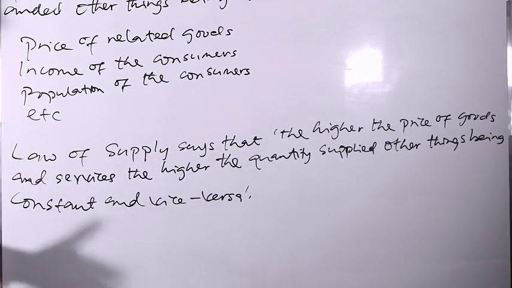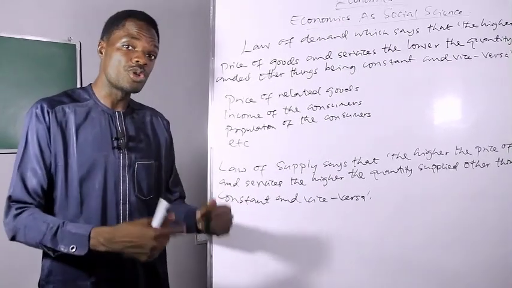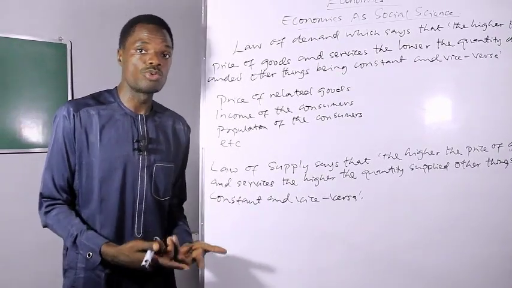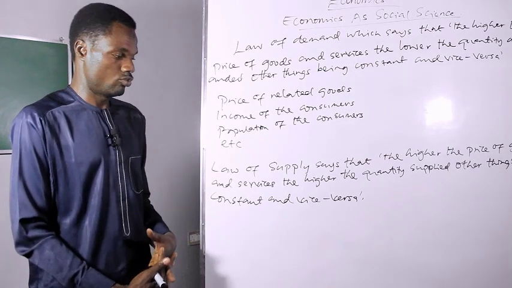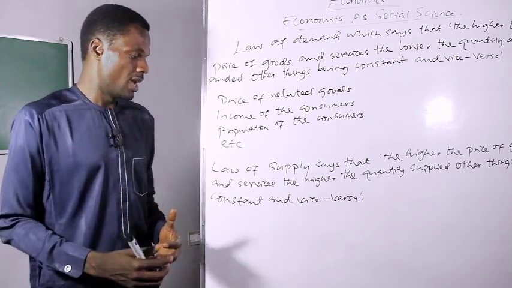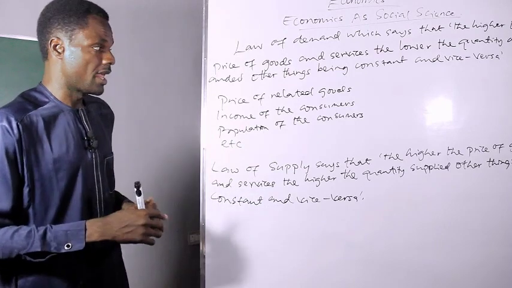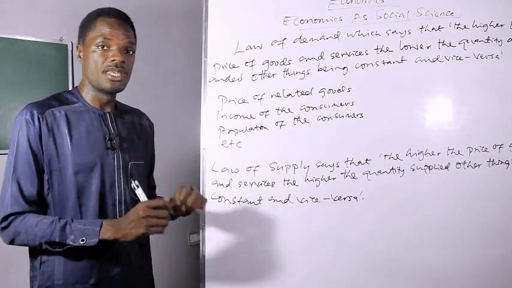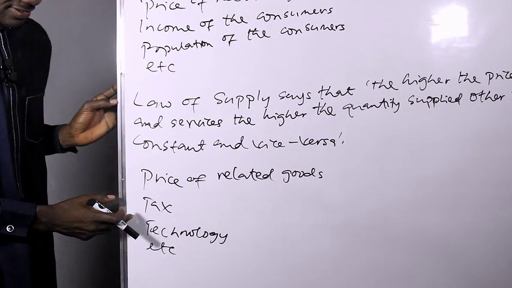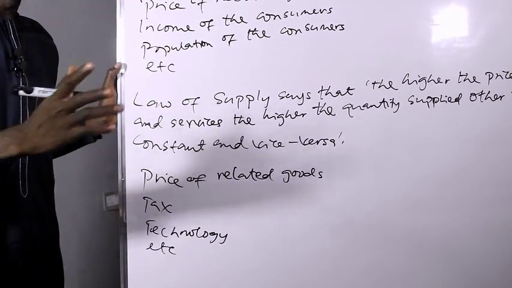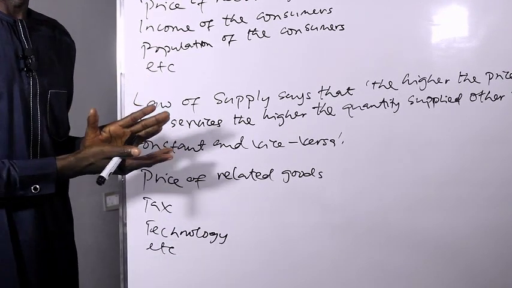What we mean by this is that whenever there is a considerable rise in the price of goods and services, this will motivate sellers, suppliers, or producers of goods to supply more, because they know that the higher the price, the more the revenue, and the lower the price, the less the revenue. Now, this law, as we have seen in the case of demand, can only be true under one condition: having other factors that affect supply be constant. These are the other factors, for example, price of related goods, tax or technology, and in some cases, government policy. These factors have to be unchanged for the law of supply to hold.